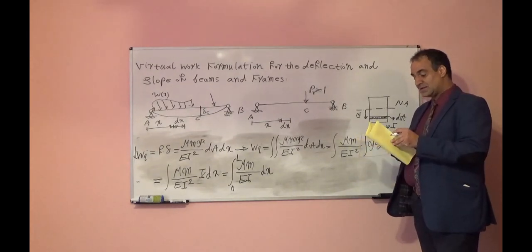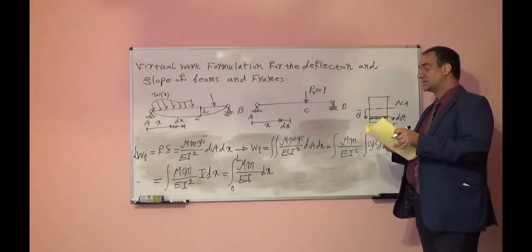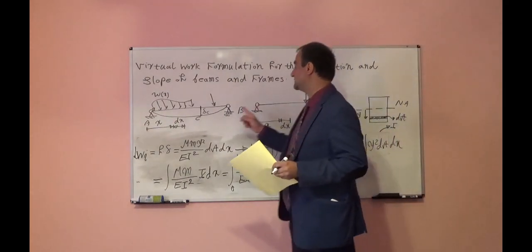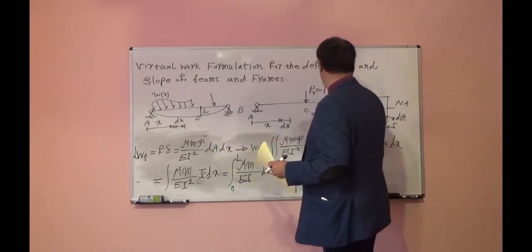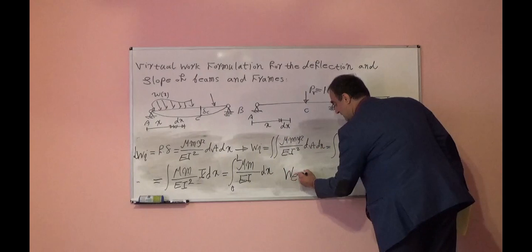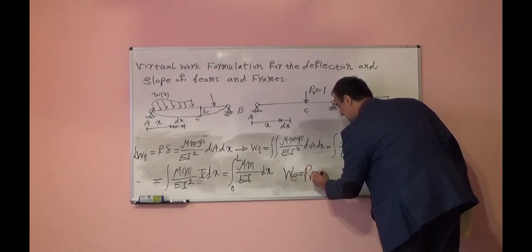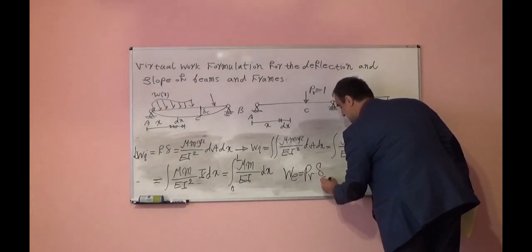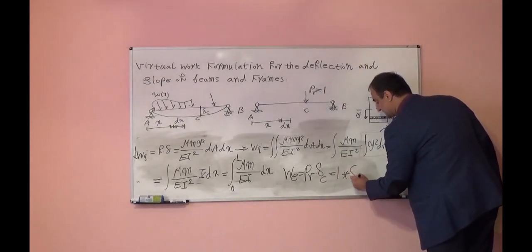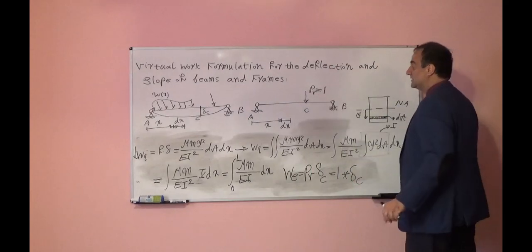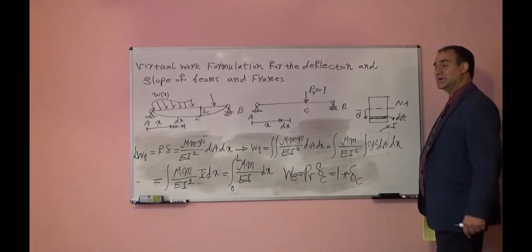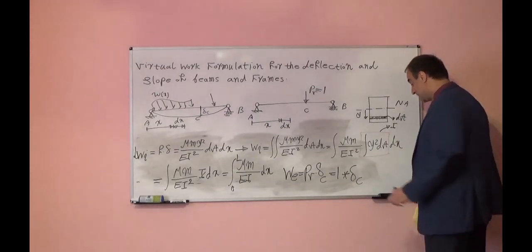How about the external work? External work will be load times displacement. We apply which load? Unit load. So external work will be equal to PV times delta C. PV is equal to 1. So 1 times the deflection underneath point C, delta C, will be the external work.